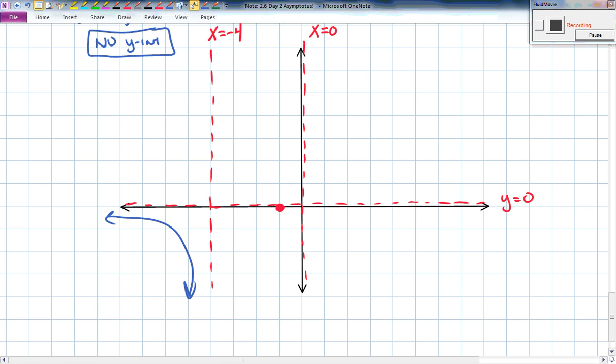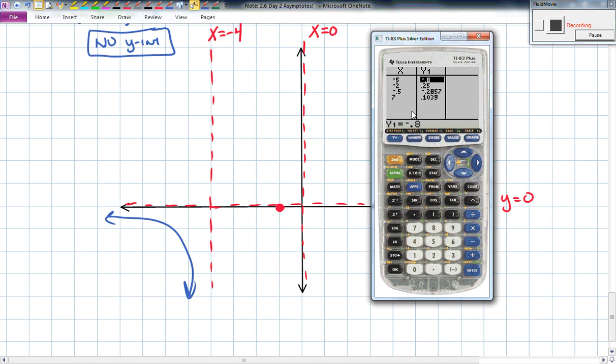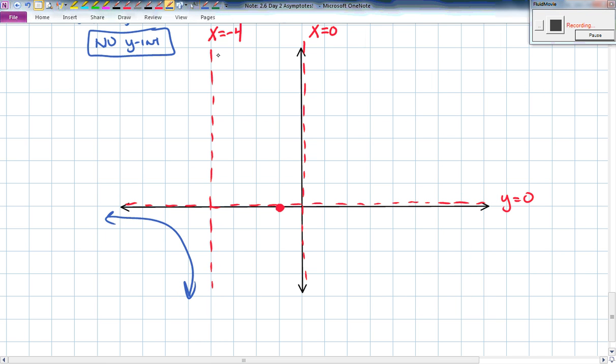Now, give me a point that's in between the asymptote and -1. -2. Check it out. What's the output when it's -2? So is that positive or negative? It's above, right? So therefore, I know that my graph has to be doing something like this. Has to be above it because it was a positive output.